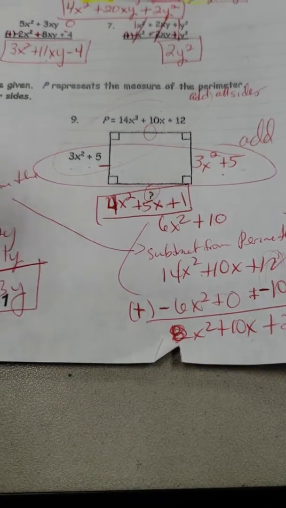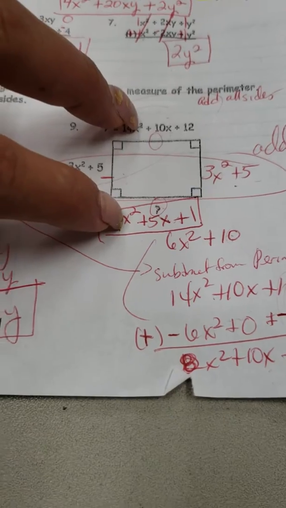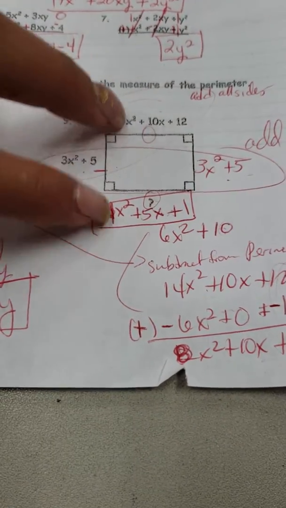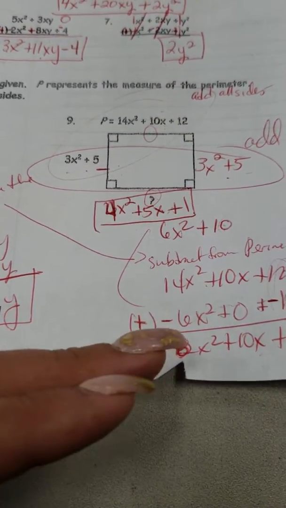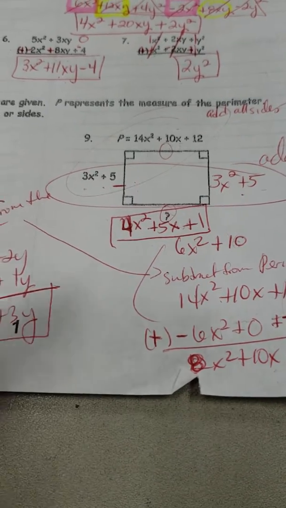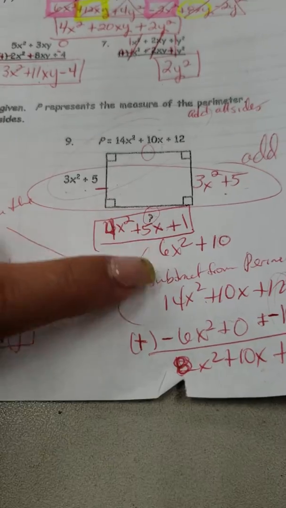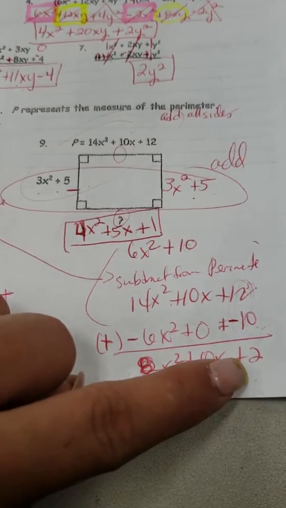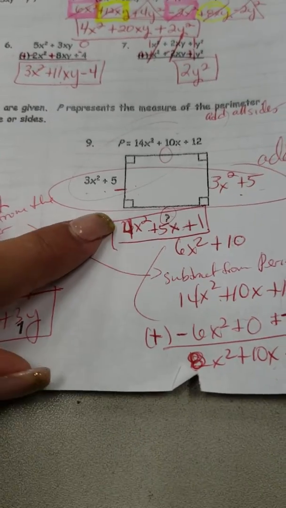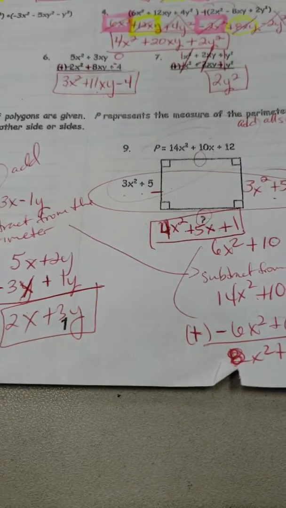Now, they don't ask us for both of these. When we do this math, we get the measurement of both of these added. So we still have to get half, because we only want one side. So half of 8 is 4. Half of 10 is 5. And half of 2 is 1. So our answer is 4x squared plus 5x plus 1.